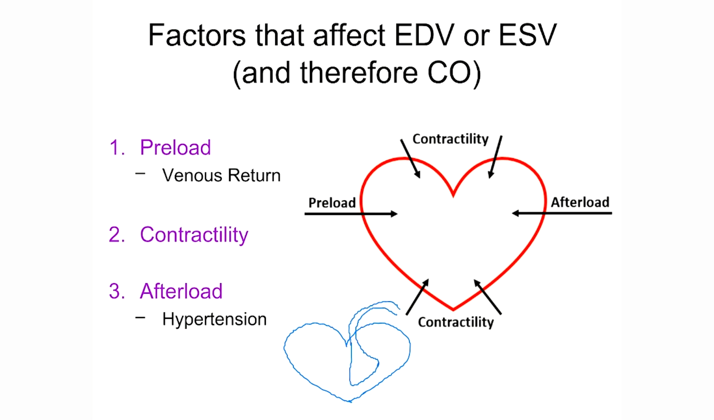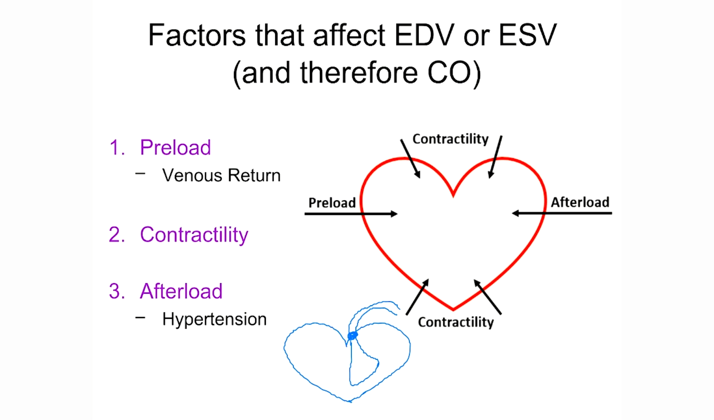Here is my representation of the left ventricle and also of the aorta coming up off of the left ventricle. And you guys know that sitting in between the left ventricle and the aorta is a valve, which is known as the aortic semilunar valve. So that's right there. Afterload is back pressure on the heart.